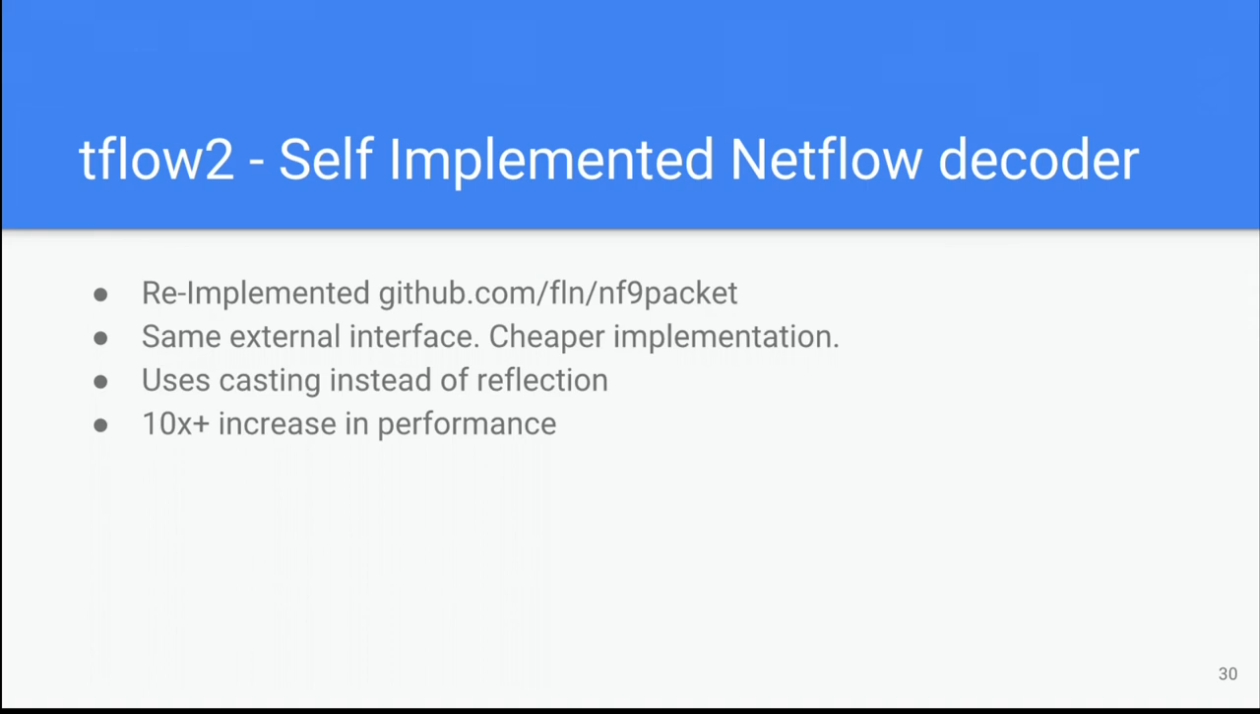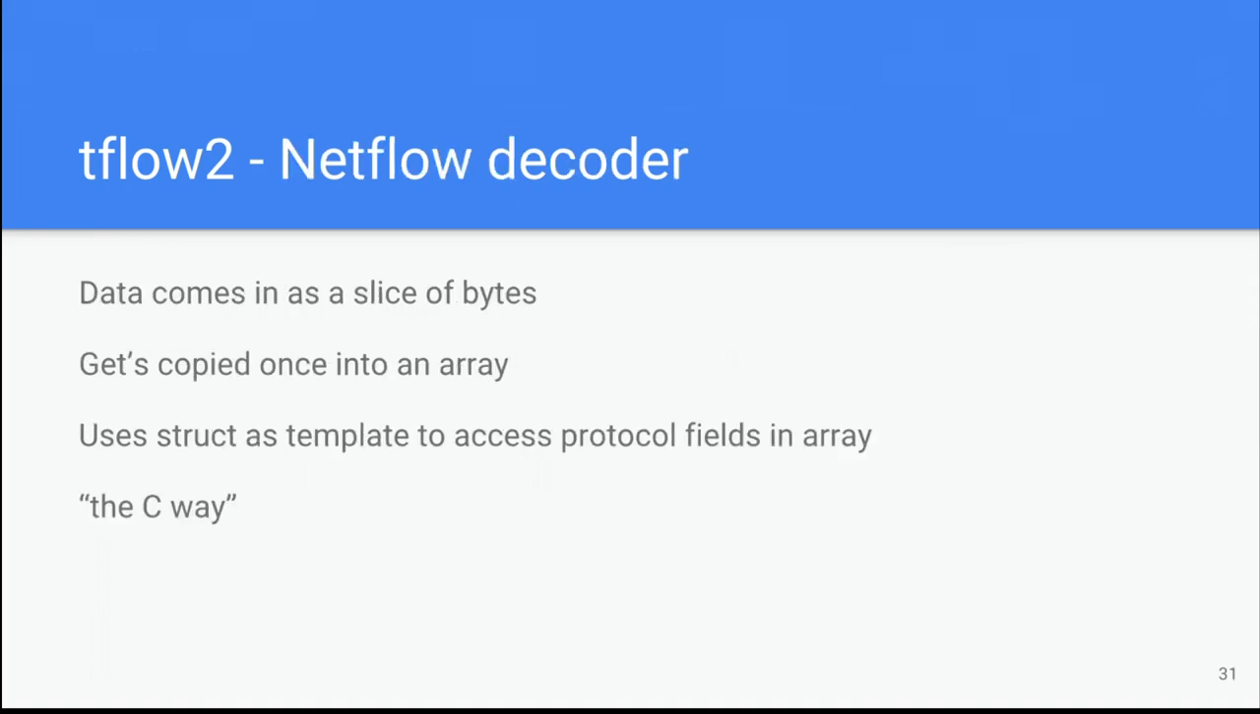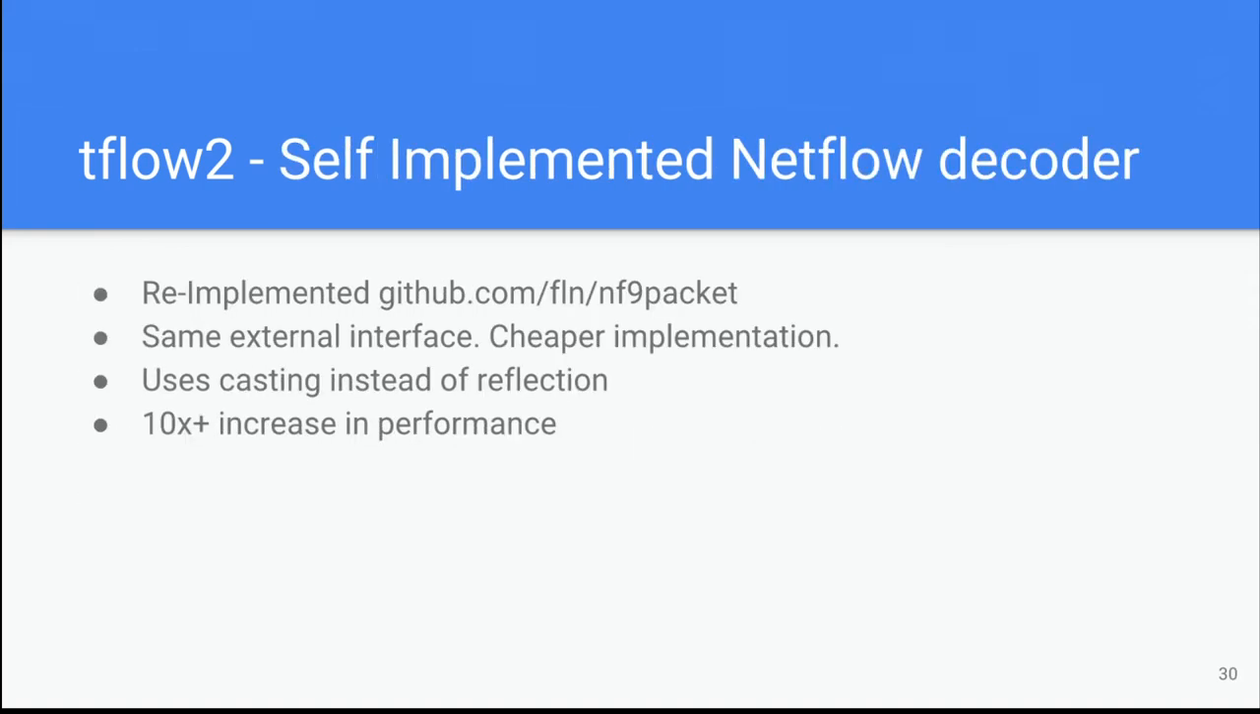But the implementation, the internals, are now implemented in a much cheaper way. Instead of reflection and the binary Read package, it actually uses casting of data. And this increased the performance at least tenfold. I don't remember exactly how much better it became, but it was at least 10x better. So suddenly I was able to process all flows coming in without dropping a single one. The ProcNet UDP was not showing any drops anymore, which was a good achievement already.